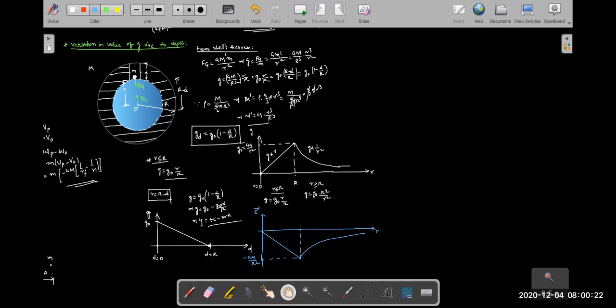So in the previous graph, we didn't draw the first part of the graph where G is varying linearly with R inside the surface of Earth. Okay, sir.